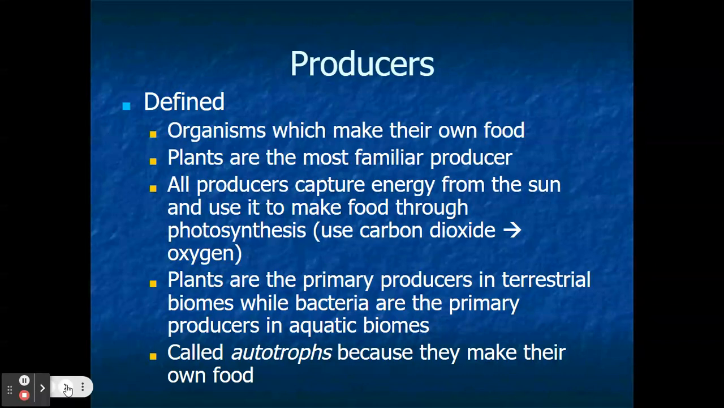Now, we also call producers autotrophs because that means that they make their own food. Auto means own, and troph means the organisms that make it, or feed. So they make their own food.